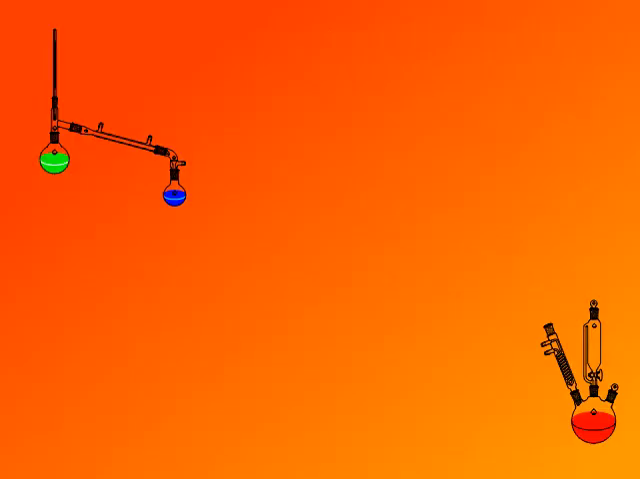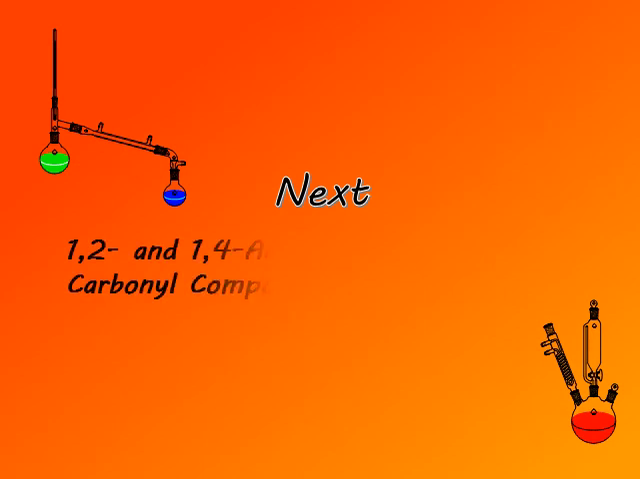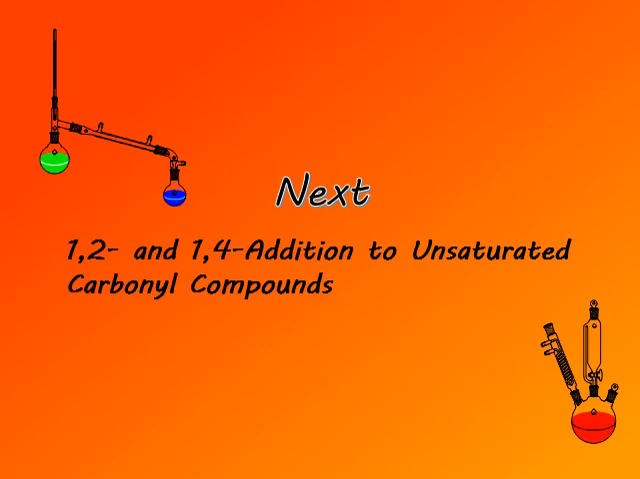This completes the second part of the chapter on alpha substitutions of carbonyl compounds, and next we are going to examine 1,2 and 1,4 additions to unsaturated carbonyl compounds.